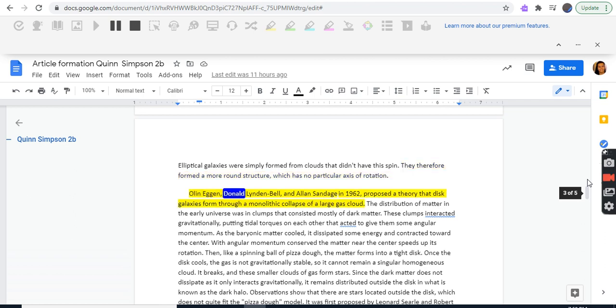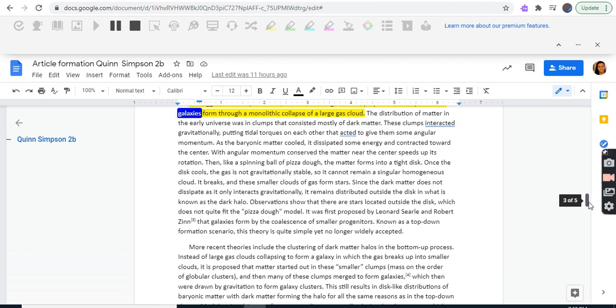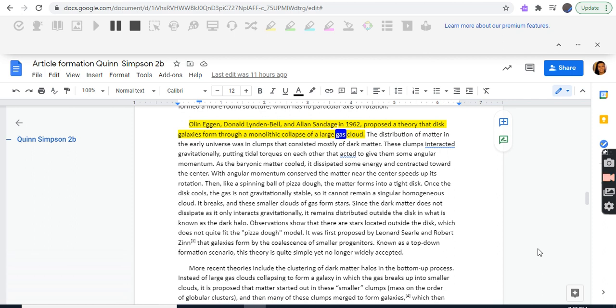Olin Eggen, Donald Lynden-Bell, and Allan Sandage in 1962 proposed a theory that disk galaxies form through a monolithic collapse of a large gas cloud. The distribution of matter in the early universe was in clumps that consisted mostly of dark matter. These clumps interacted gravitationally, putting tidal torques on each other that acted to give them some angular momentum. As the baryonic matter cooled, it dissipated some energy and contracted toward the center. With angular momentum conserved, the matter near the center speeds up its rotation. Then, like a spinning ball of pizza dough, the matter forms into a tight disk.